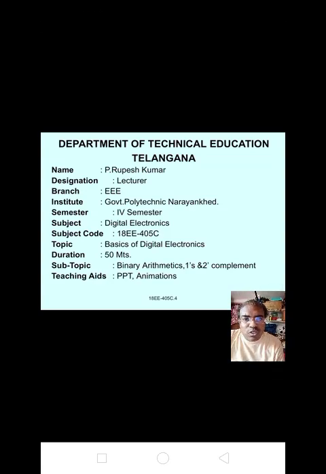This is Rupesh Kumar, lecturer in ECE, Government Polytechnic Narayankhed. I am dealing with the subject Digital Electronics, 4th semester. Subject code 18E405C. Topic: Basics of Digital Electronics. Subtopic: Binary Arithmetics, 1's and 2's Complements. Teaching aids: PPTs and animations.